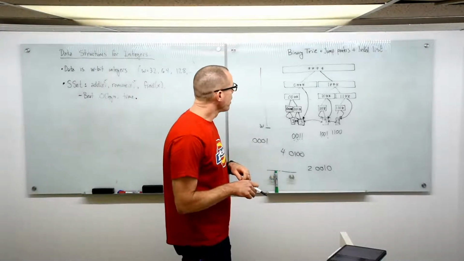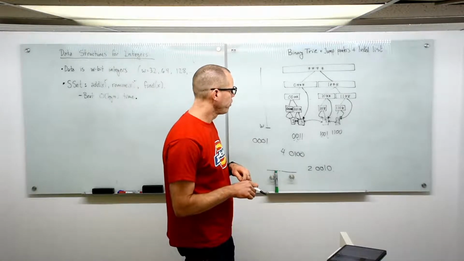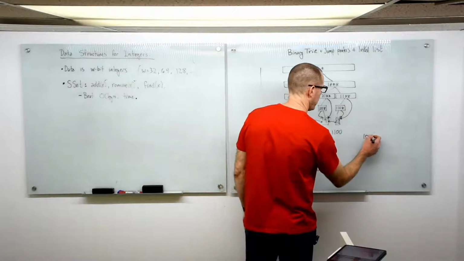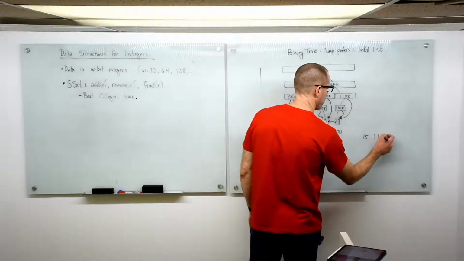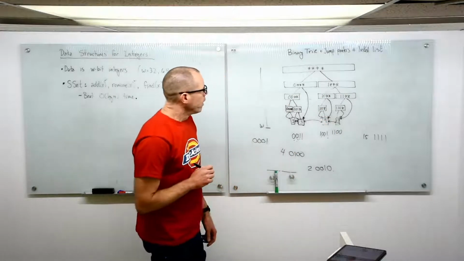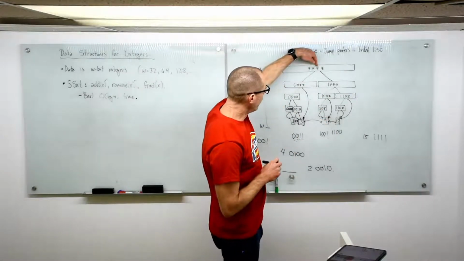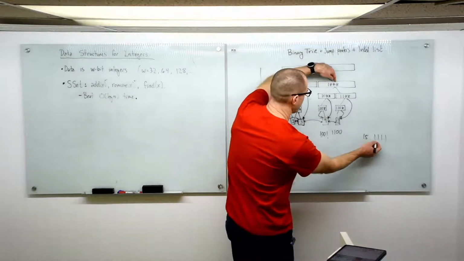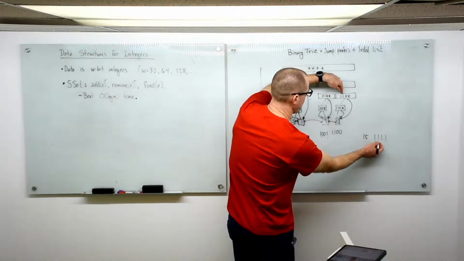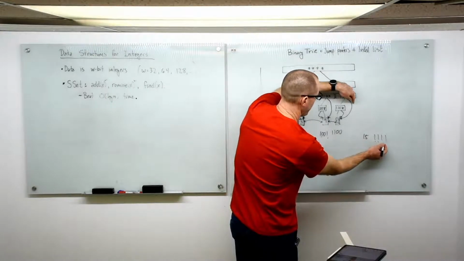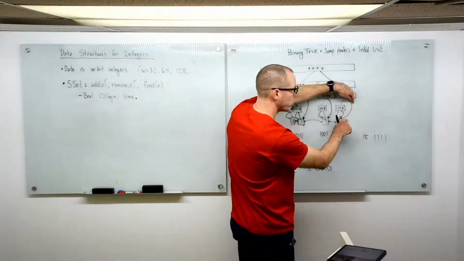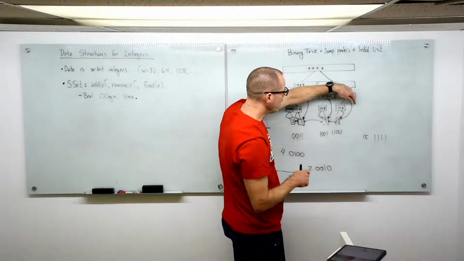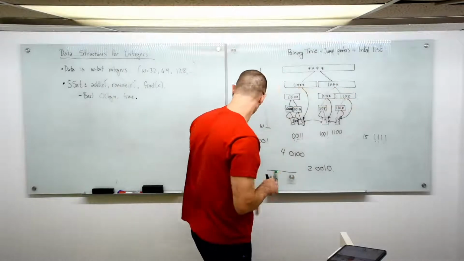I don't know. Let's add 15, that's a good one. 15, that's 8 plus 4 plus 2 plus 1. So we go right for the first one, we go right again for this one. Now we want to go right, but there's nothing there. There's only a jump pointer there. And we eventually want to insert this thing, so we have to put a node there.